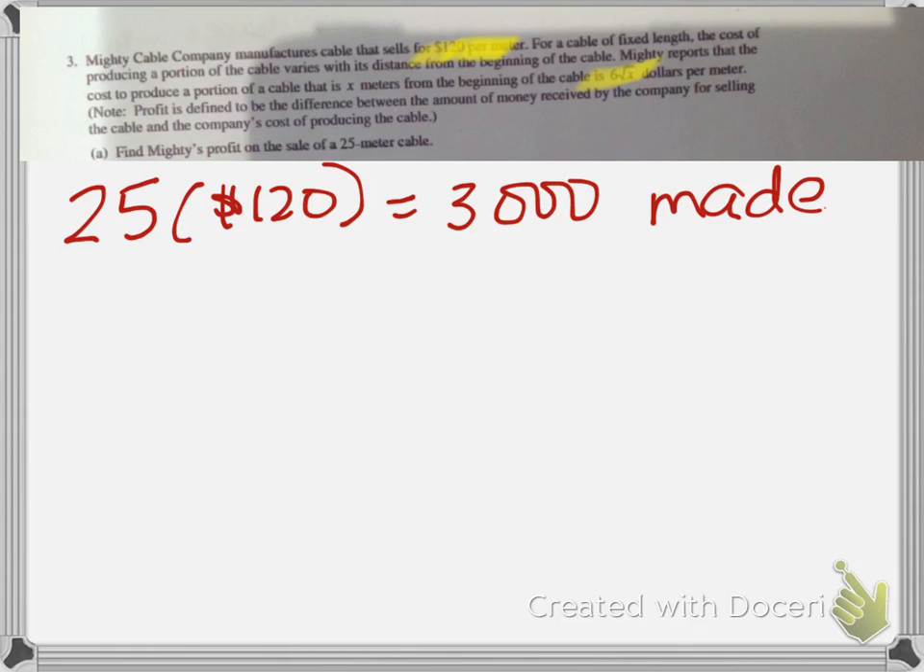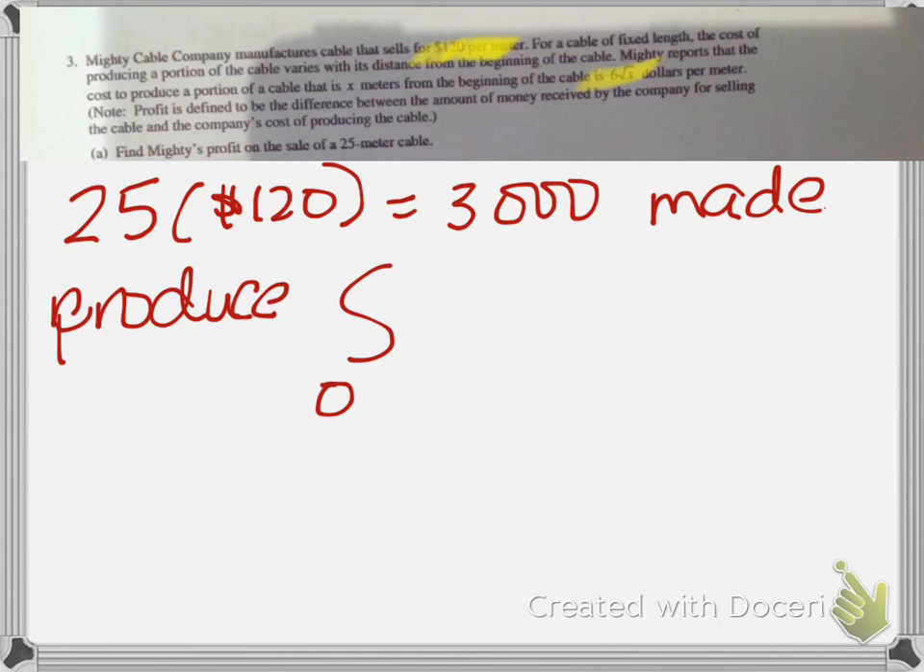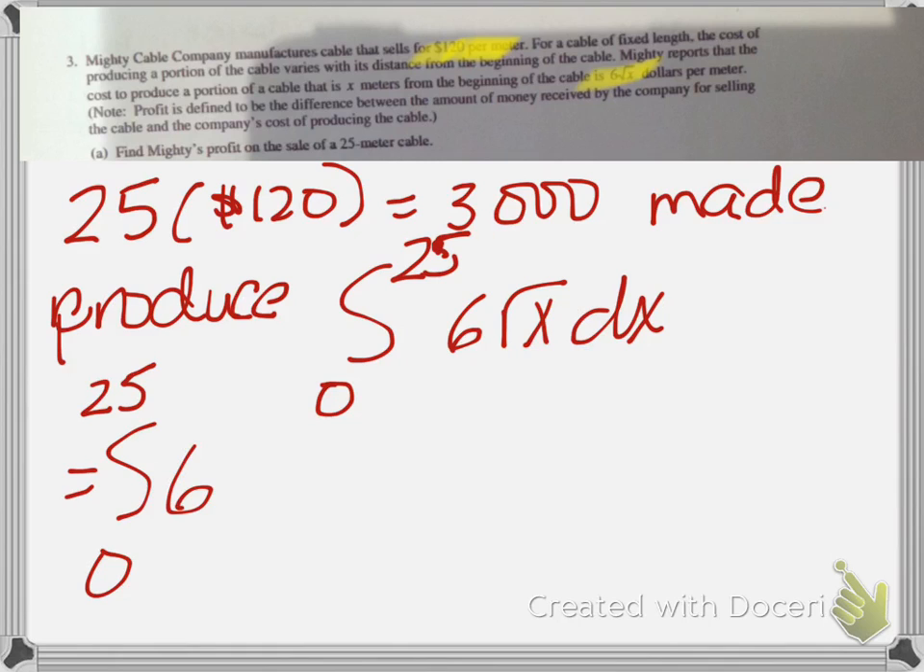So that's how much they made, but how much did it cost to produce it? So to produce it would have been the integral from 0 to 25, because it's 25 meters, of 6 radical x dx. Okay, and this would, in all likelihood, be a non-calculator question, so I'm going to do it like that. Let's just simplify this a little bit. We would write it as 6x to the 1/2 dx.